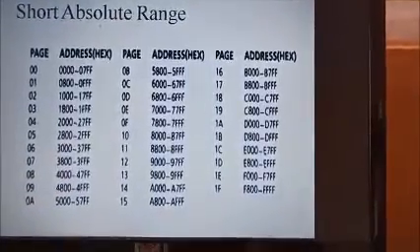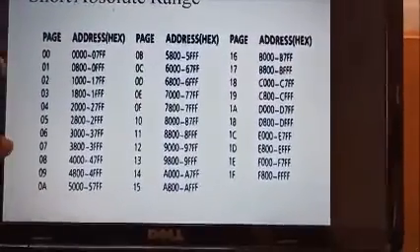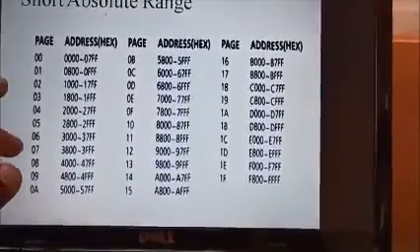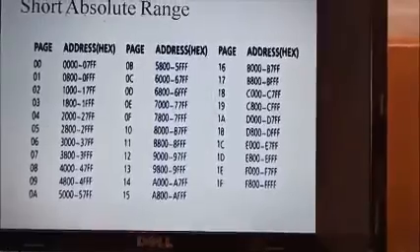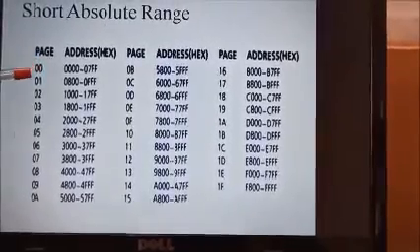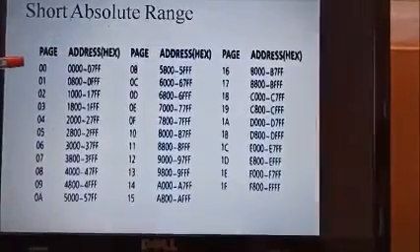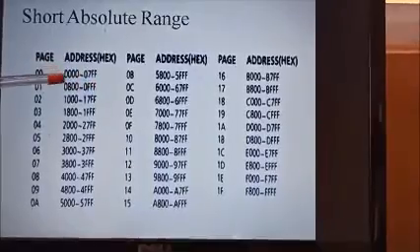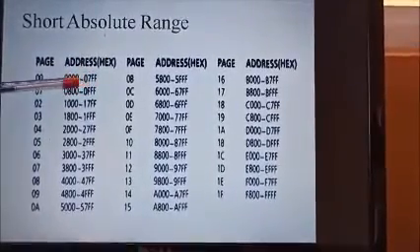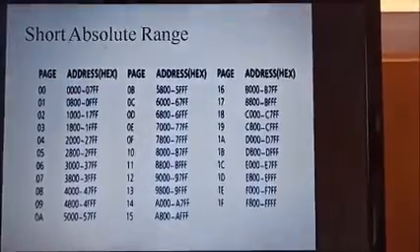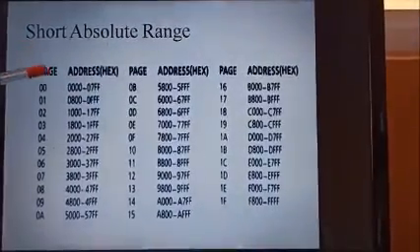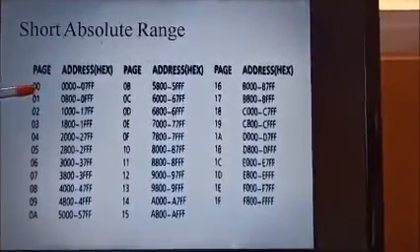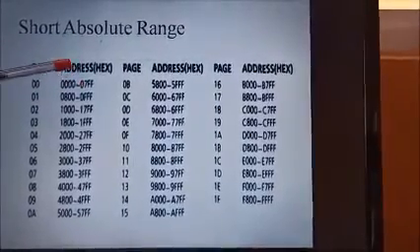So in the short absolute range, the address is given by a 16-bit address. In that 16-bit address, the first 5 bits tell which page you are going to consider, so the most significant 5 bits tell the page number. The remaining 11 bits tell the address within that page. So the absolute range is a set of 16-bit addresses, a combination of the page number plus an address within that page.